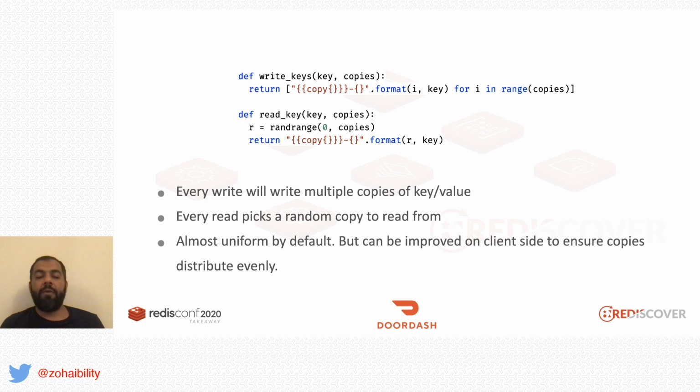Almost uniform by default, and I'm saying almost uniform because CRC16 should ideally distribute it pretty uniformly, but you can end up in a situation where 2 copies landed on the same partition. But you can always make your client more intelligent, in the sense that most of the Redis libraries do give you a way to find out, given this key, which partition it is going to go to.